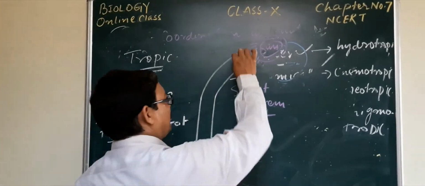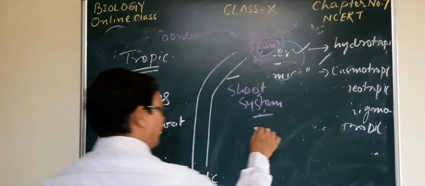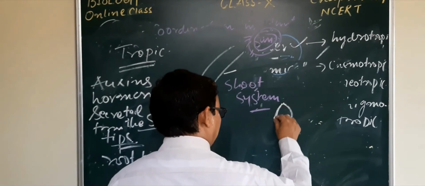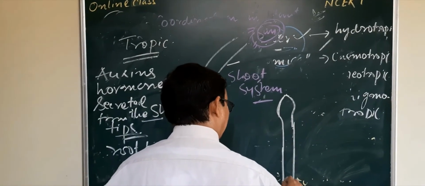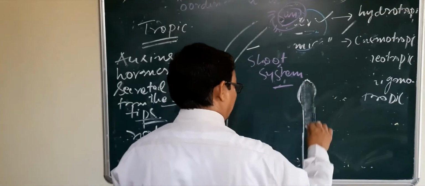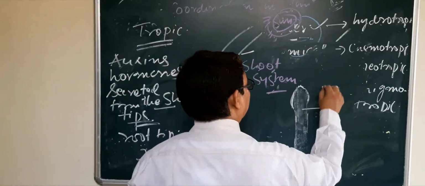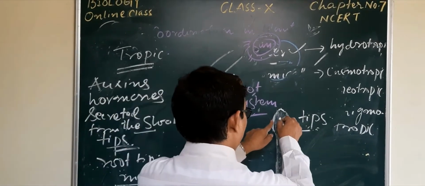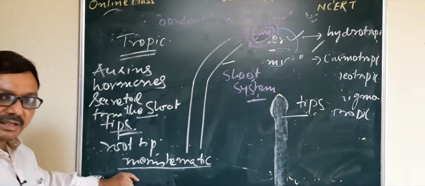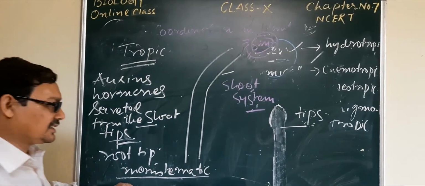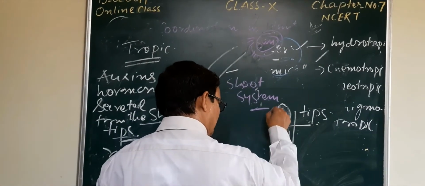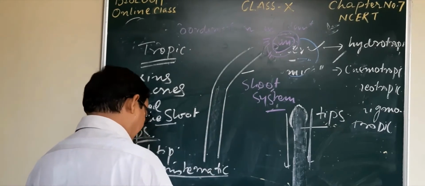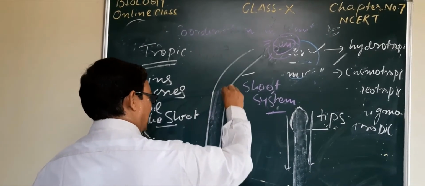So this may be present here. Suppose you look at this one, the shoot system. Here are the tips, the hormone is secreted here. After secretion, the hormone will not be fixed at the place where it has been secreted. It will be distributed. It will diffuse to the other parts. You may think that it has been distributed in the different regions of this part of the body.